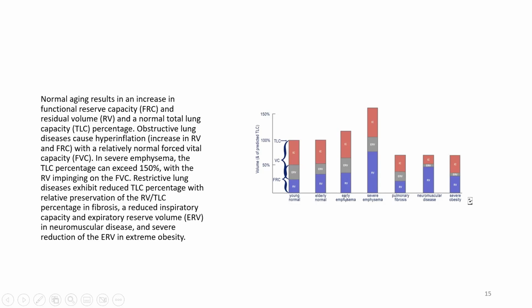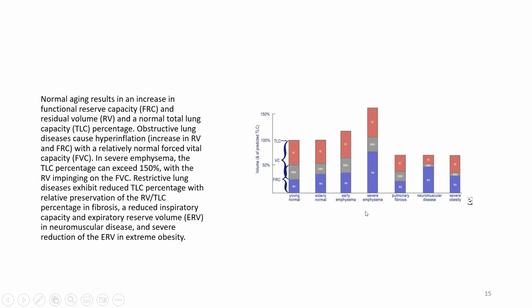In early obstructive lung disease, COPD or emphysema, the residual volume increased, expiratory reserve volume increased, inspiratory capacity increased, which means that the total lung capacity increased. In severe emphysema or COPD, the total lung capacity markedly increased, residual volume markedly increased, expiratory reserve volume slightly increased, inspiratory capacity increased. The net result is the total lung capacity increased.